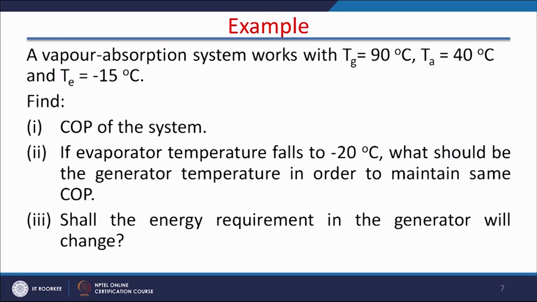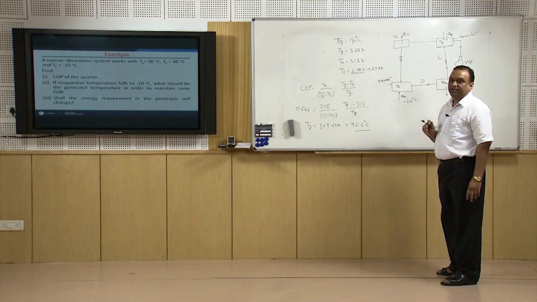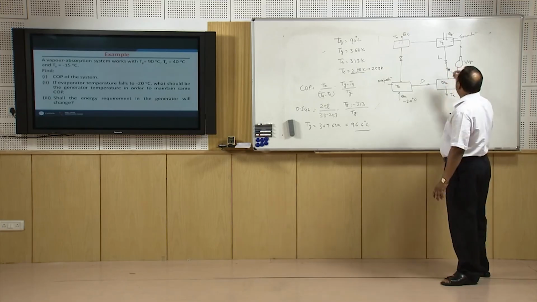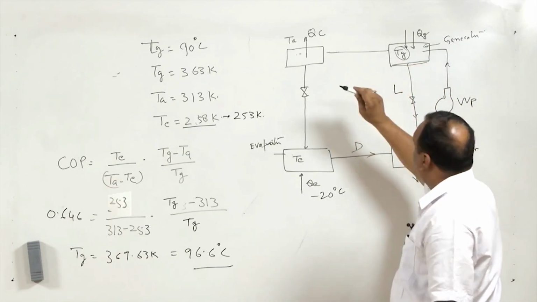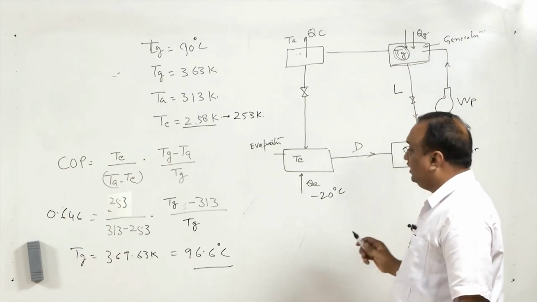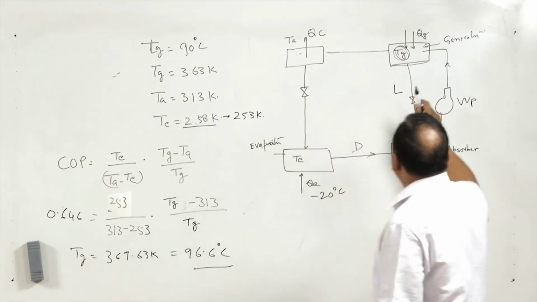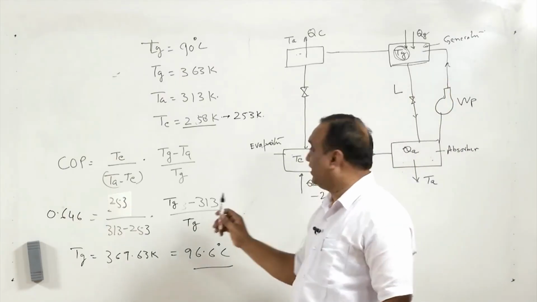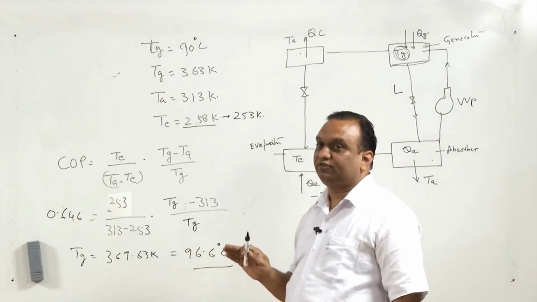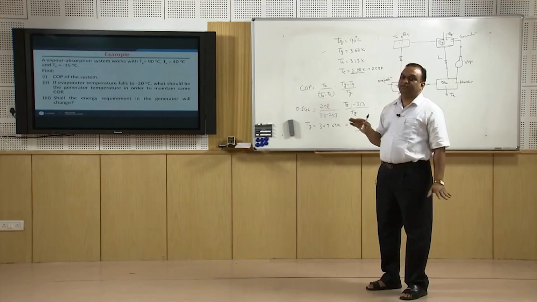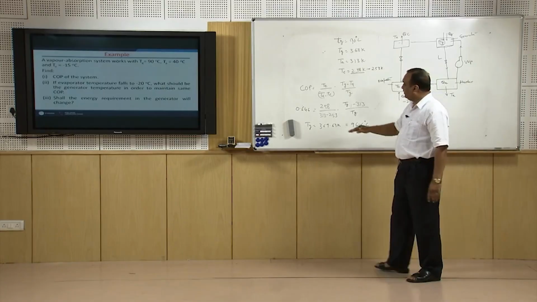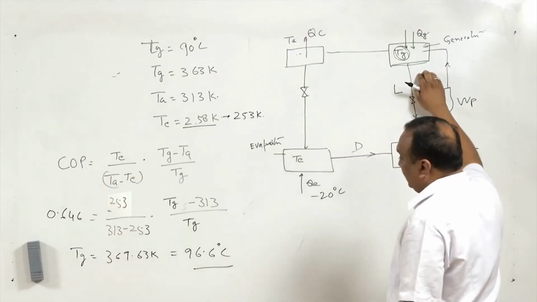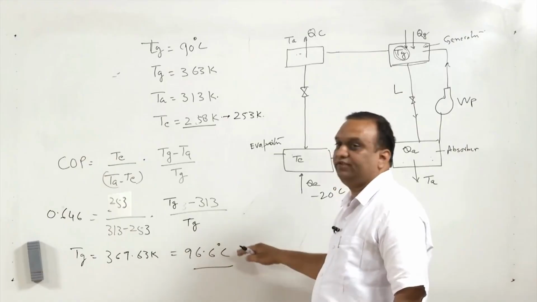Now third is, will the energy requirement in the generator change? The energy requirement in the generator will not change. Only the temperature of energy addition will change. So in the generator, the same amount of energy will be required for the same refrigerating effect, because we are assuming that the refrigerating effect is the same. So in order to maintain the same COP, the energy addition in the generator will be at 96.6 degree centigrade.